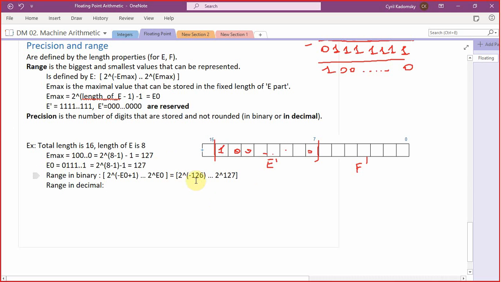Actually, we are dividing our powers approximately by 3.2, so that would be 10 to the power of 37, more or less. Approximately from 10 to the power of minus 37 to 10 to the power of plus 37.